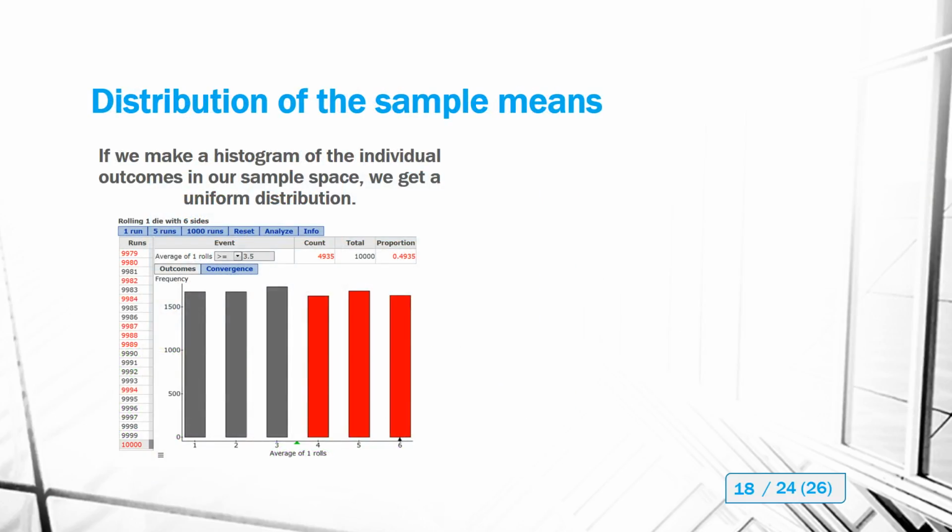Now, if we look at a distribution of individual outcomes in our sample space, we get a uniform distribution. This is what we would expect. Remember when we were calculating expected value that we had the same probability for each possible outcome? That's the definition of uniform distribution. And that's what you generally see when, as shown, you make a distribution of the individual outcomes in our sample space. You get a uniform distribution.